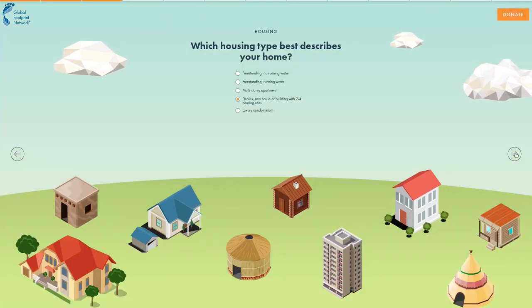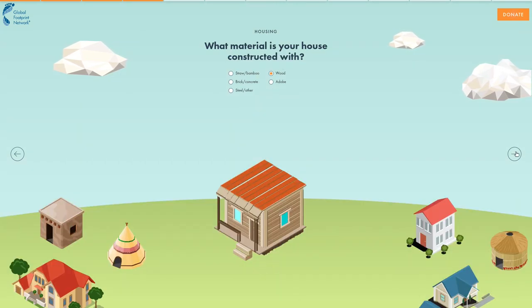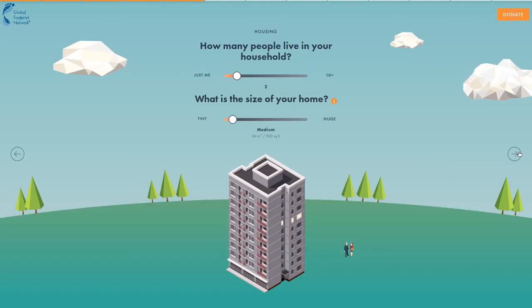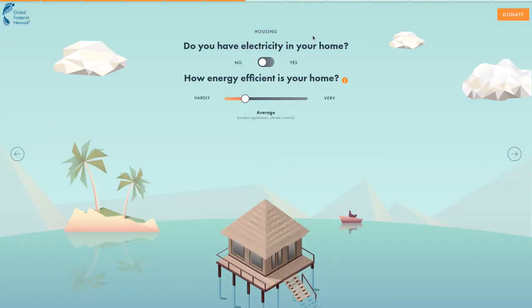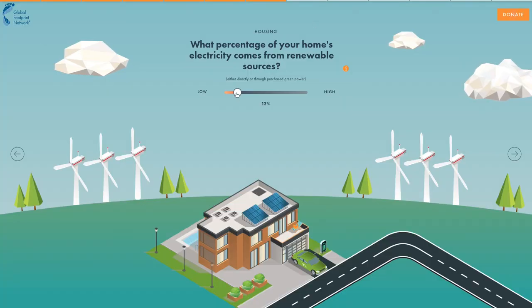Housing. Duplex. And because you can take it as if you're somebody who lives in another country, they have all kinds of funky options like straw, bamboo, brick, concrete, adobe, steel. That's good. How big is your house? How many people? Do I have electricity? Yes. How efficient is my home? Very. What percentage of my electricity? All of it is coming from solar panels.